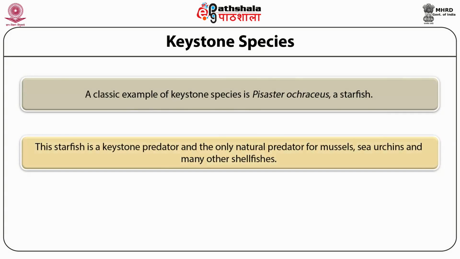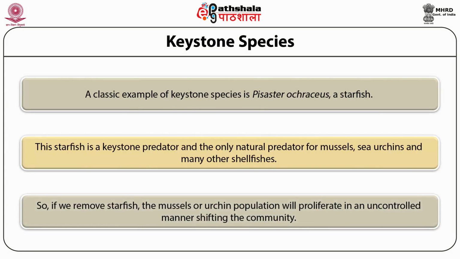This starfish is a keystone predator and the natural predator of mussels, sea urchins, and many other shellfish. So, if we remove starfish, the mussel or sea urchin population will proliferate in an uncontrolled manner, shifting the community.